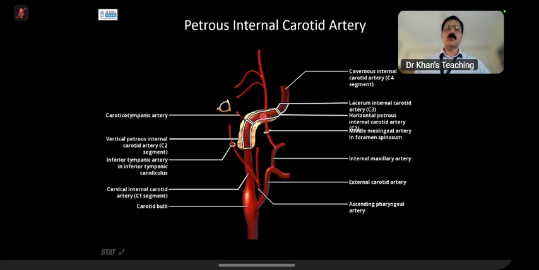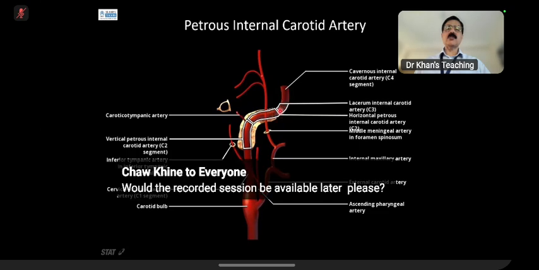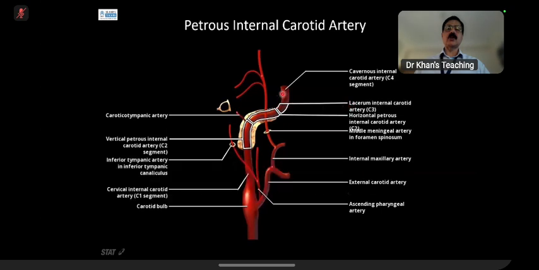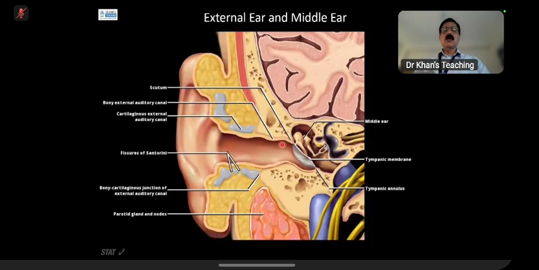And we saw this horizontal part in this case. Then it passes superior to the foramen lacerum. This is the lacerum part of the internal carotid, and then will be the cavernous portion.